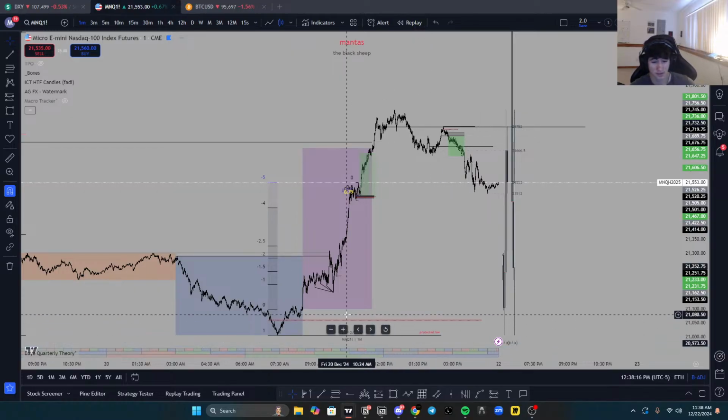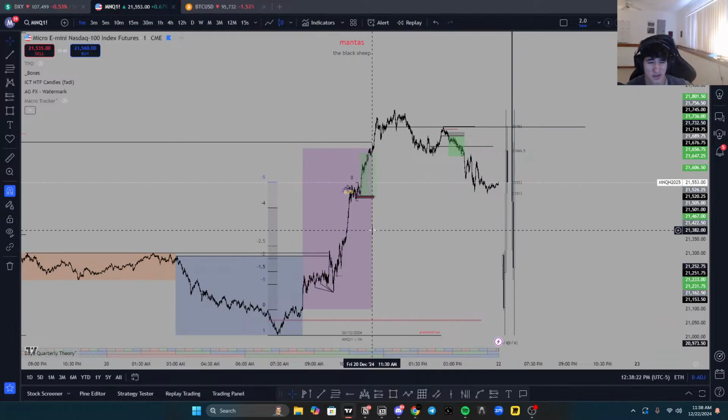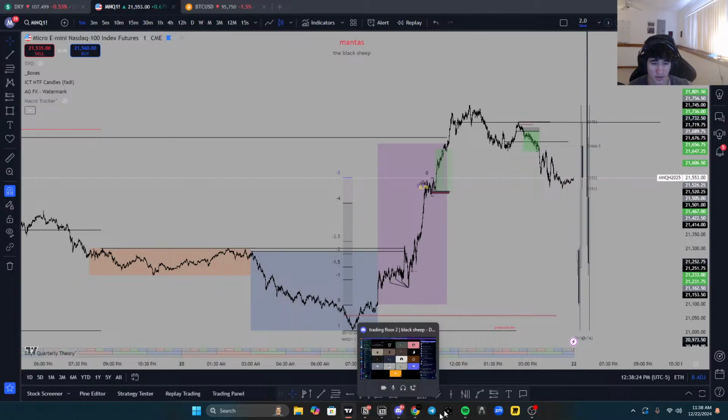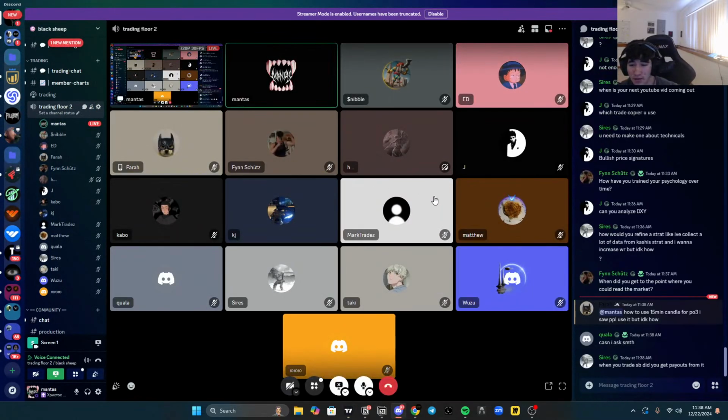Here's my trades. Taki's doing pretty good. Just let your system do its work. It's profitable. I know my system's working. It's fun. Someone asks about a 15-minute candle for power of 3. That's ridiculous. 15-minute power of 3 is kind of hard to consistently trade.